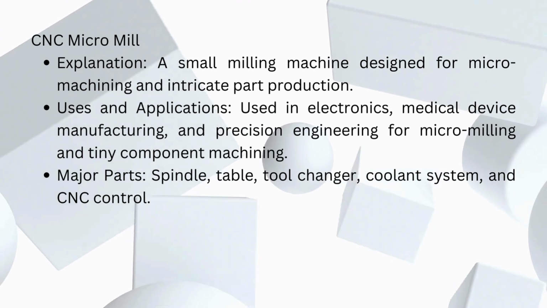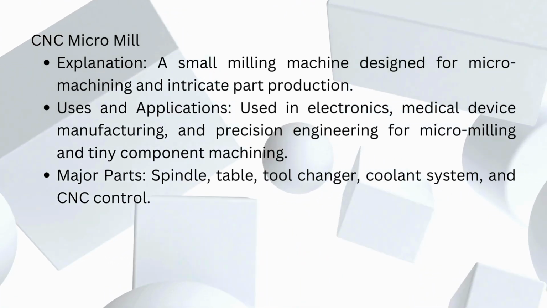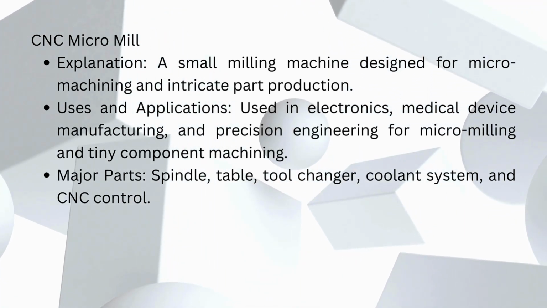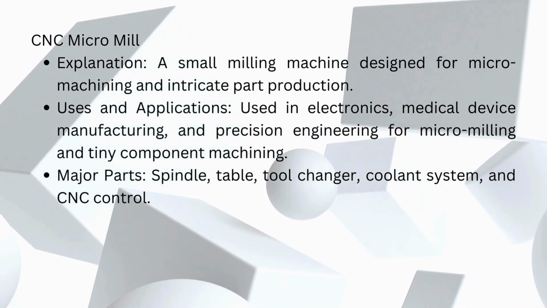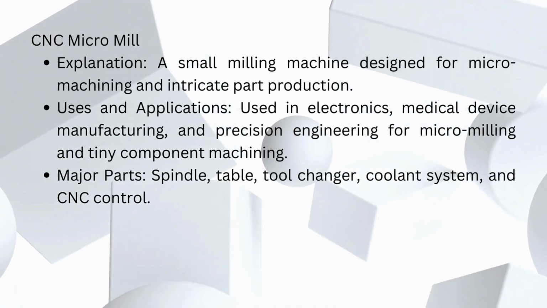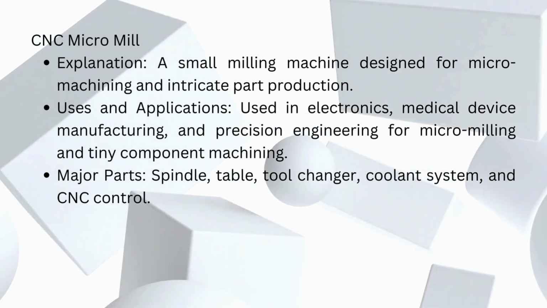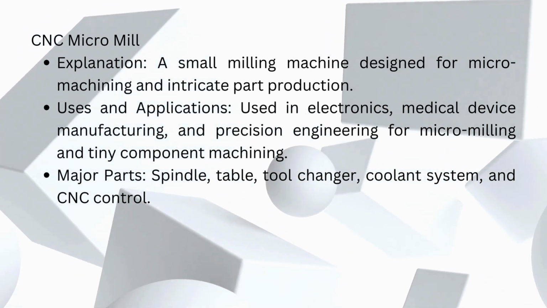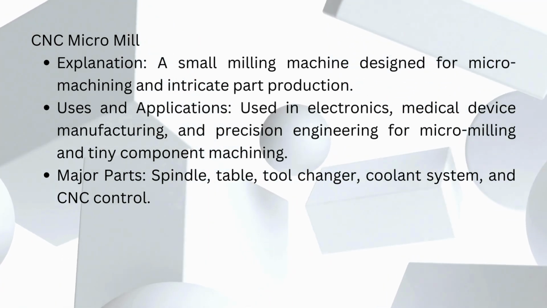CNC micro mill. Explanation: a small milling machine designed for micromachining and intricate part production. Uses and applications: used in electronics, medical device manufacturing, and precision engineering for micromilling and tiny component machining. Major parts: spindle, table, tool changer, coolant system, and CNC control.